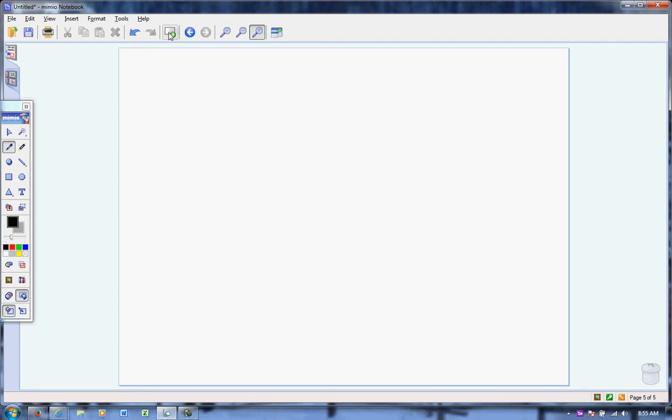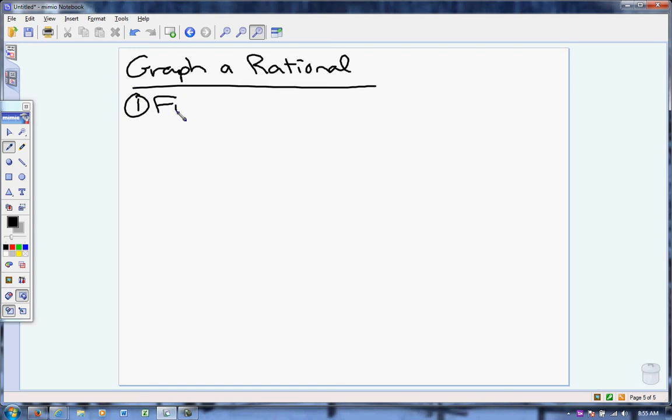So if I want to graph a rational, and we're talking about any rational, the ones we've done the last couple days, as well as our new ones with the slant asymptotes, here are some steps. Number 1, find all the asymptotes. And I think that's obvious. If I've got a rational function, I've usually got an asymptote.